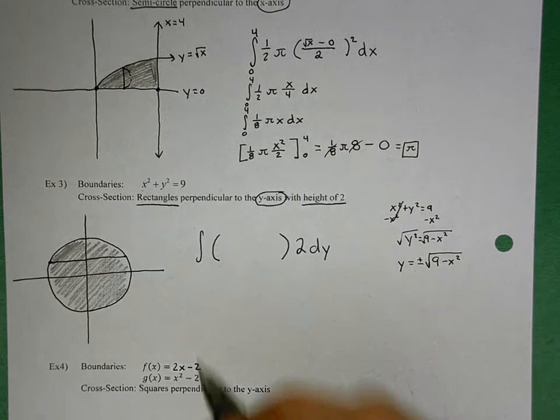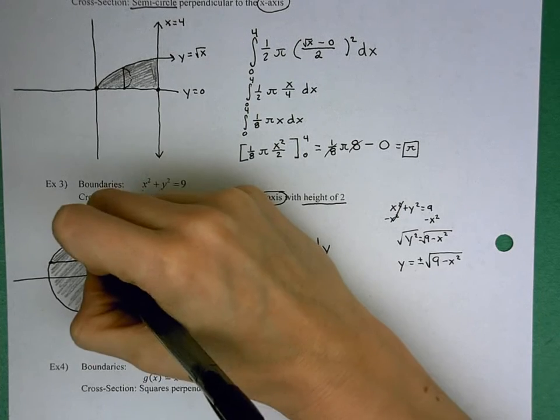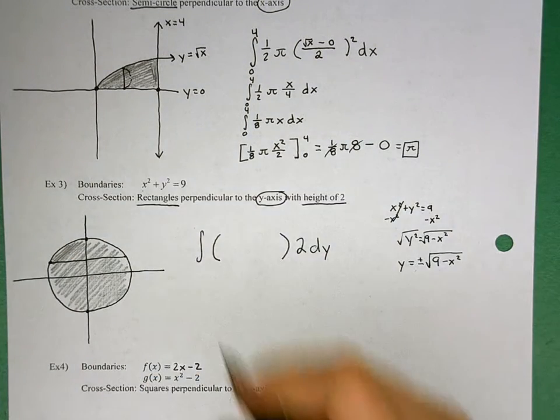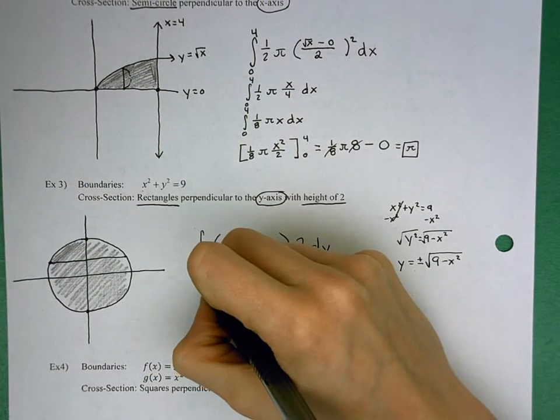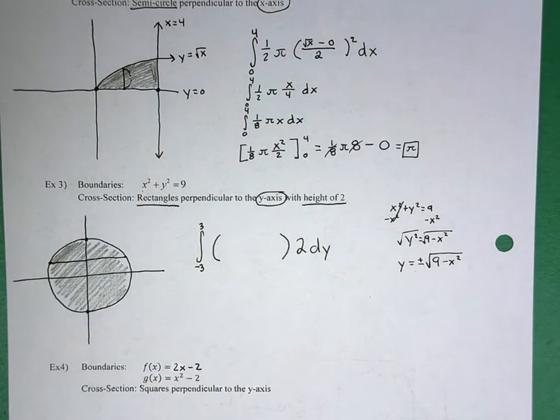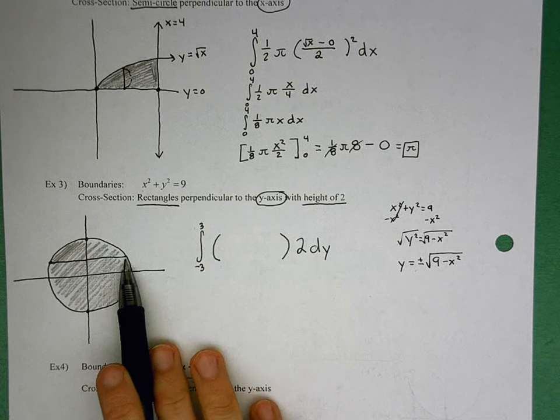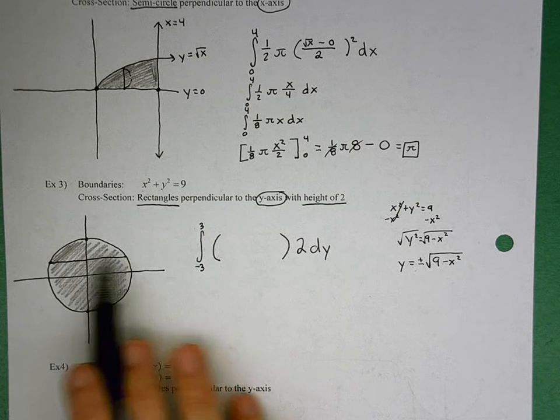Now our bounds here are y bounds, so we're concerned with uppers and lowers. My lower in this case is -3. My highest bound is 3. And then over here for the base of our rectangle, we have upper minus lower: my upper function minus my lower function.